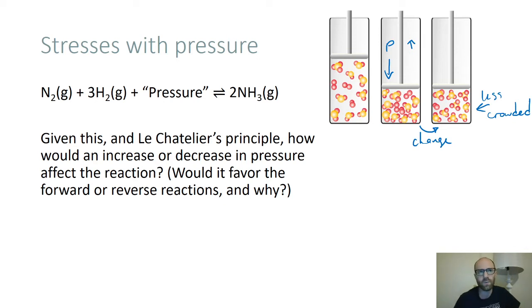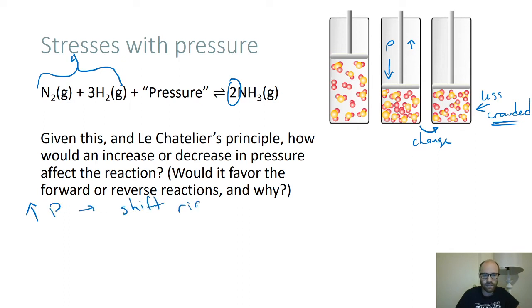Le Chatelier's principle says when the equilibrium is stressed, it will behave in a way to alleviate the stress. So if the external pressure is increased, here we have 4 gas particles, and here we have 2. So each time the forward reaction runs more than the reverse reaction, we're trading out 4 particles for 2, and that's where this less crowded comes in. So if you increase the pressure in this case, that would yield a shift right. If you decrease the pressure, that would be a shift left.